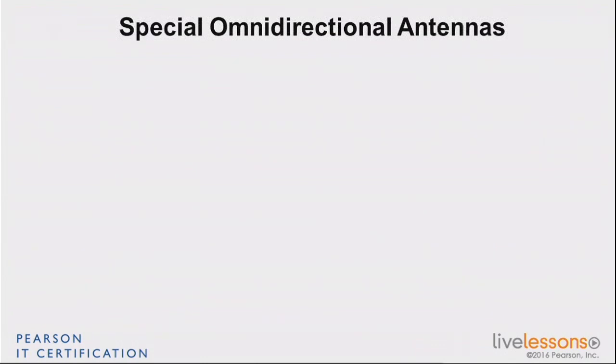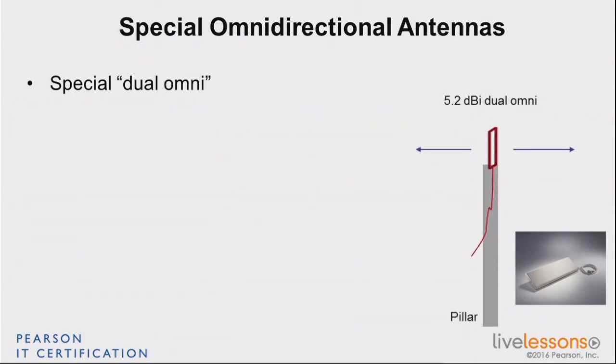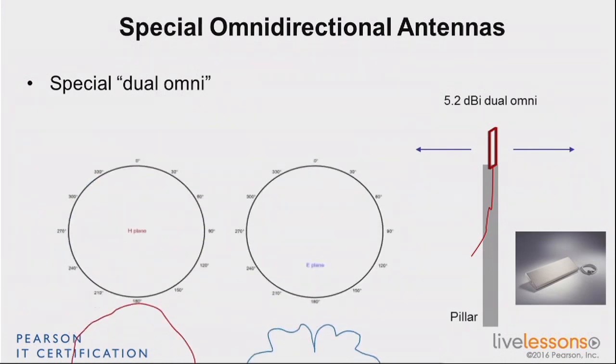There is one mention that you may want to be aware of, which is what we call the special omnidirectional antenna. There is one type which is called the special dual omnidirectional antenna. That's in fact an antenna that looks like this. It's a 5.2 dBi dual omni. And it's dual omni because that's an antenna you typically place on a pillar or at the top of a pillar, and it's going to have this kind of radiation pattern.